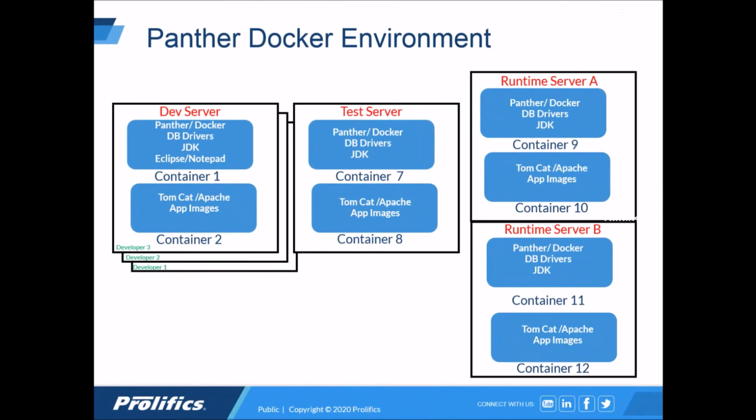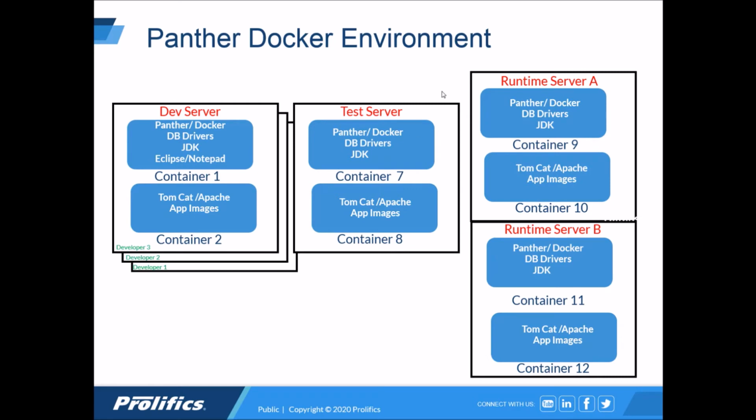This is an example of a Panther Docker environment at one of our customer sites. I've broken this down into your development server on the left, your test server in the middle, and your runtime server at the end. Now there are 2 physical runtime servers, server A and server B. For a development server, there are separate servers, 1 for each developer. And for your test server, there's only 1 physical server.